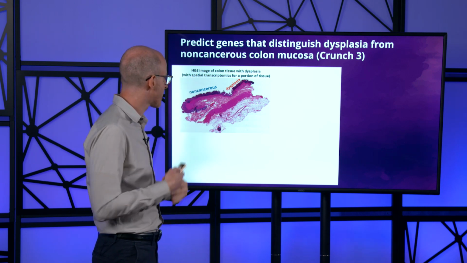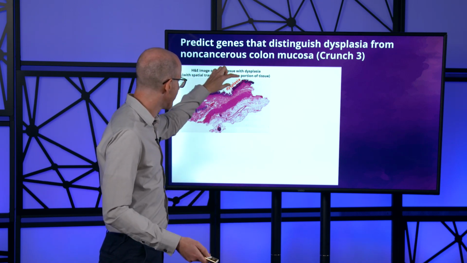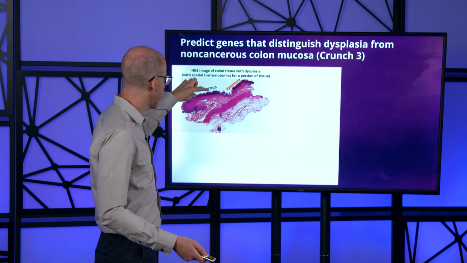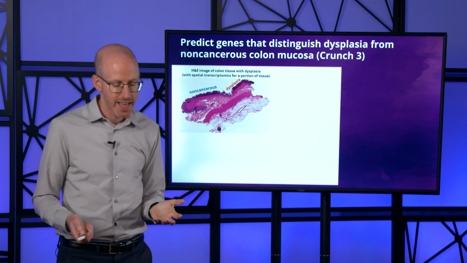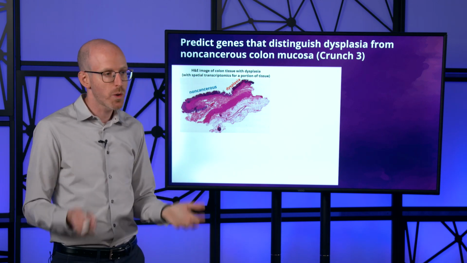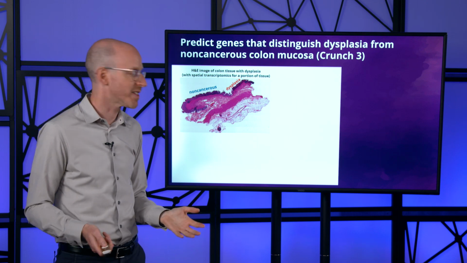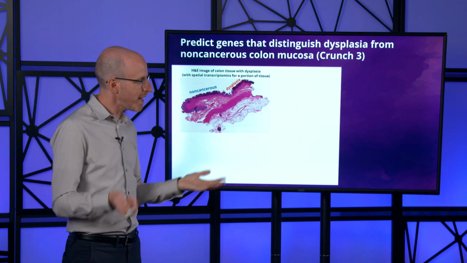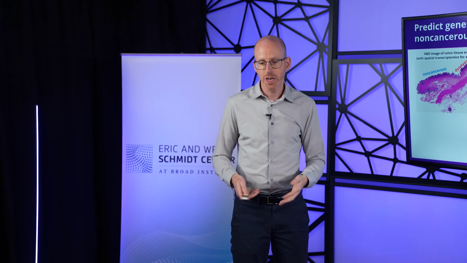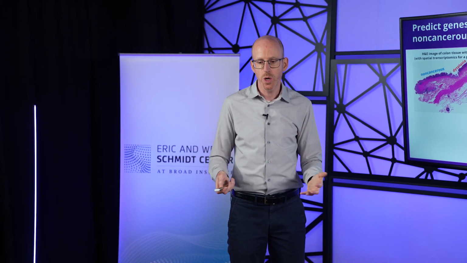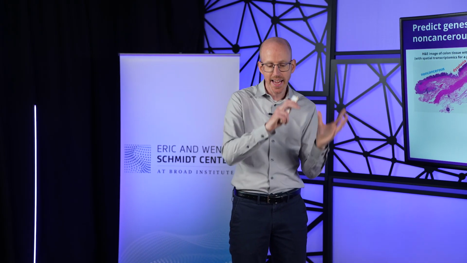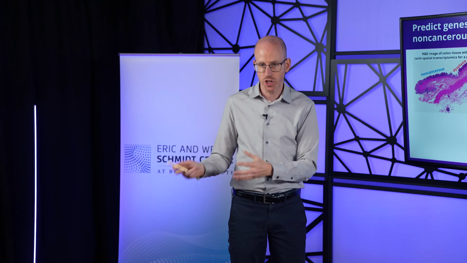So what are genes that are more highly expressed in this dysplasia region compared to the non-cancerous region? And these are genes that can maybe tell us what's going on in these early cancer events. There are many ways to go about doing this, but if you've done Crunches 1 and 2, you will have built models that can take the H&E image and predict gene expression.